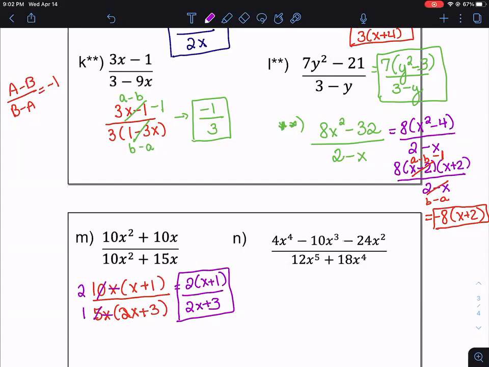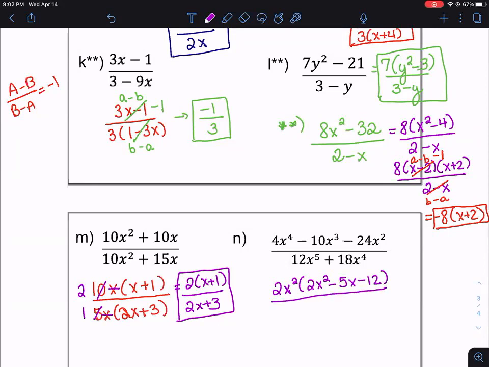I'm going to actually do N for you guys just to show how N works. Okay, so for N, we are going to factor the numerator first. There is a GCF of 2x squared. 4, 10, and 24 have 2 in common. X squared is the lower exponent. So we're left with 2x squared minus 5x minus 12.